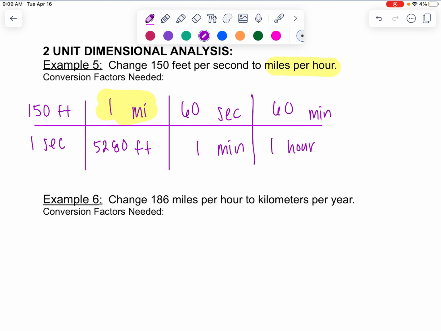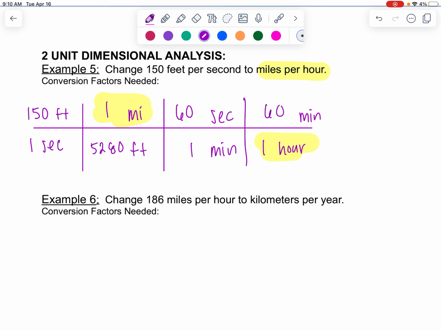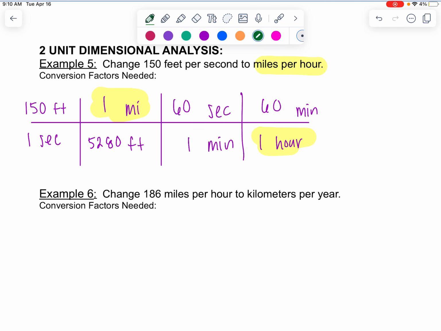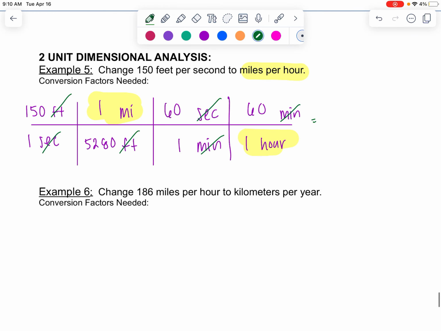We have 60. Now we see we have our miles per hour, and we can do multiplication across the board. Our feet cancel out, our seconds cancel out, our minutes cancel out, and we're left with miles per hour. So this gives us 150 times 1 times 60 times 60 all over 1 times 5,280 times 1 times 1. And then you plug that into your calculator.